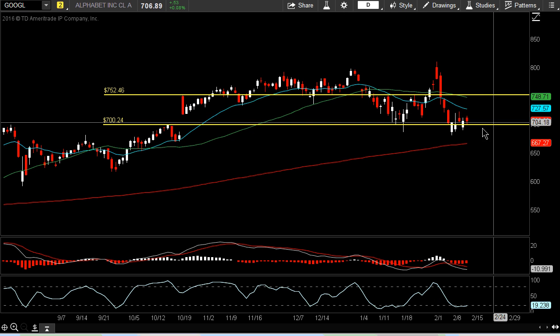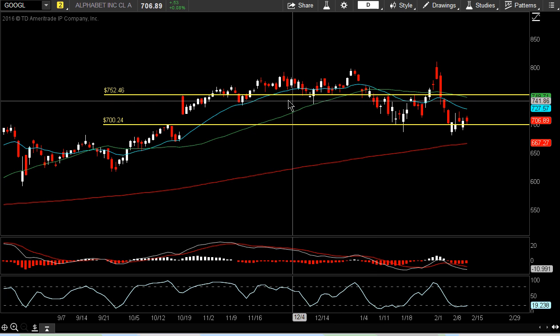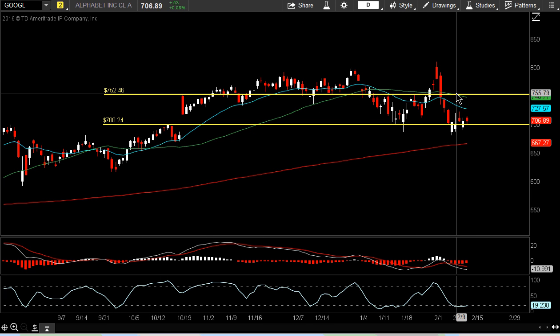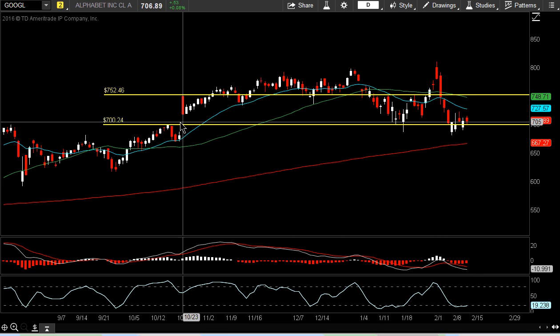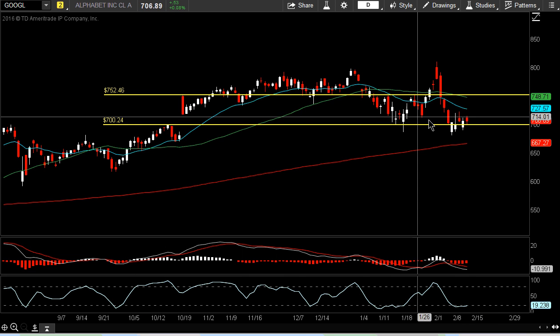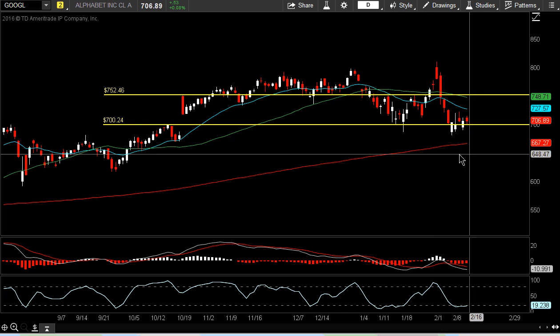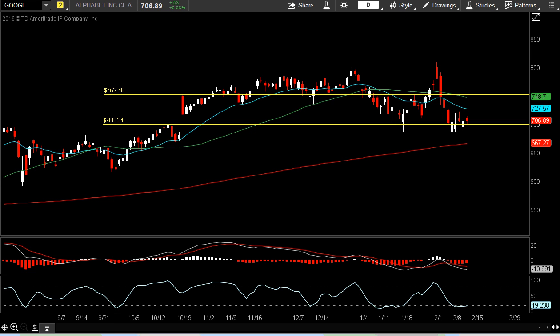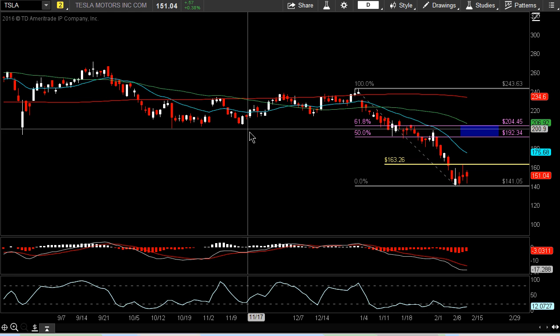Then Google, again, we're looking at Google to maybe possibly get back up to the 752, right, up at this level here. Okay, with the recent move, it needs to hold this 700 level here. If it doesn't hold this level, then we're probably looking at something down at this area here, somewhere at the 617.